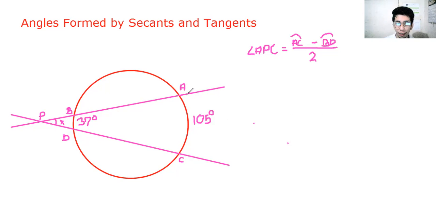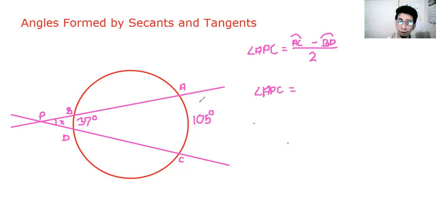So, what is the measure of angle APC? If we have the arc BD is 37 degrees and the arc AC is 105 degrees. So, compute lang natin angle APC is equals to, so yung malaking arc muna ang ating ilalagay. Kasi kita naman natin kung sino yung malaki, diba? Which has the greater arc.